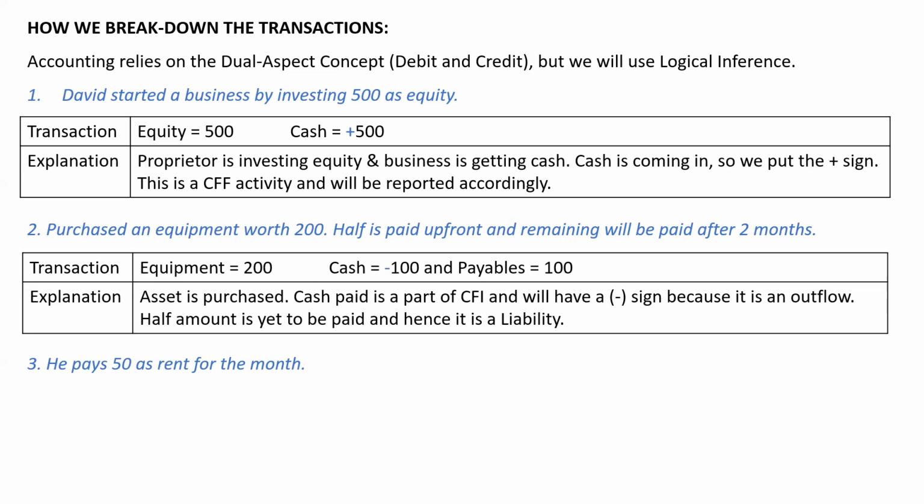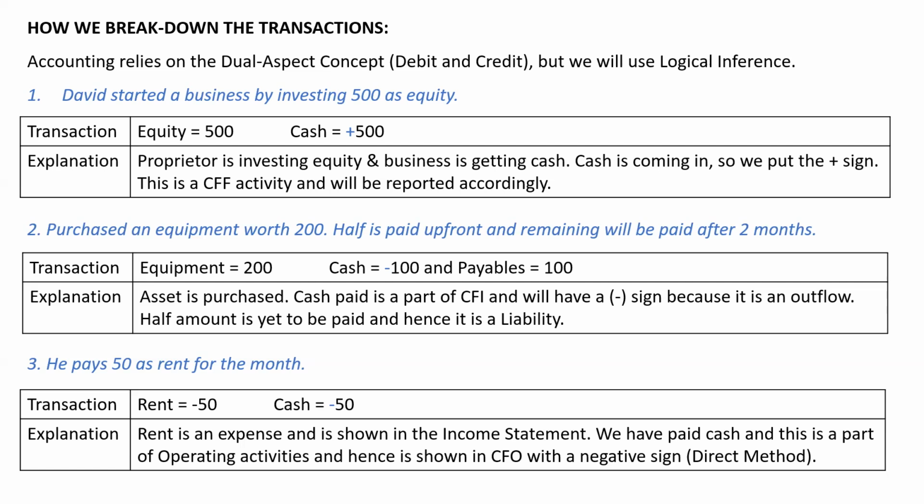David pays 50 as rent for the month. Pause the video here and try to guess the components that are impacted. The accounting heads that are impacted are rent and cash. Rent is an expense, so we put a minus sign just to know that it is an expense. Cash is paid, so that is a minus 50. Paying rent is a part of the core operating activities of the business and it will be shown in the CFO with a negative sign under the direct method.